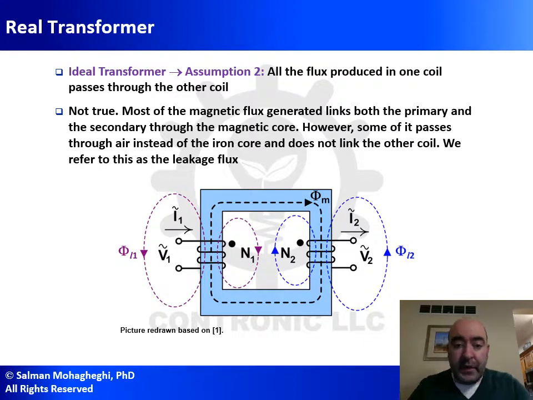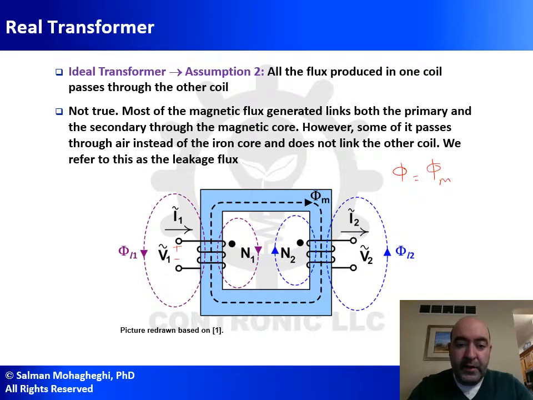Take a look at this diagram. If I apply this voltage V1 to the primary winding, I'm going to have some magnetic flux, let's call it phi. This phi consists of a portion that is going to be linking the primary winding and the secondary winding. I show it as phi of M, M for magnetization.